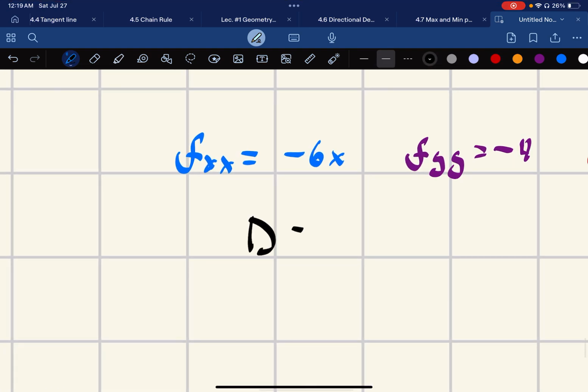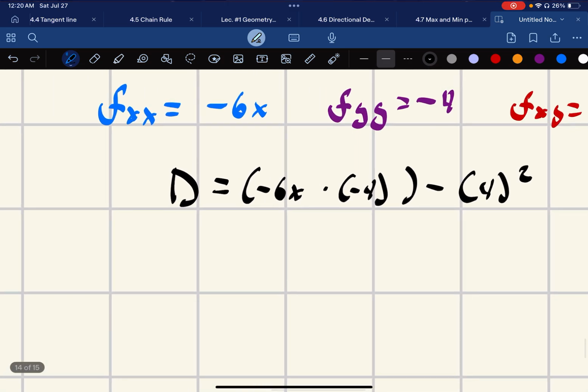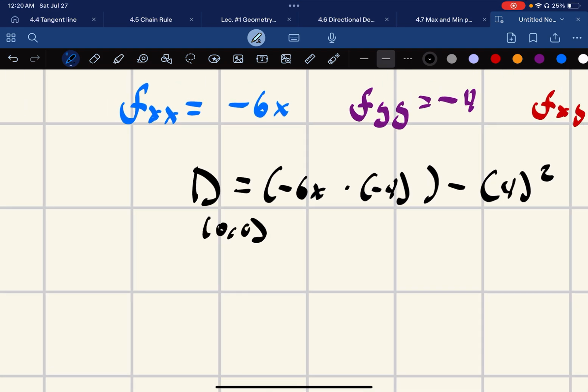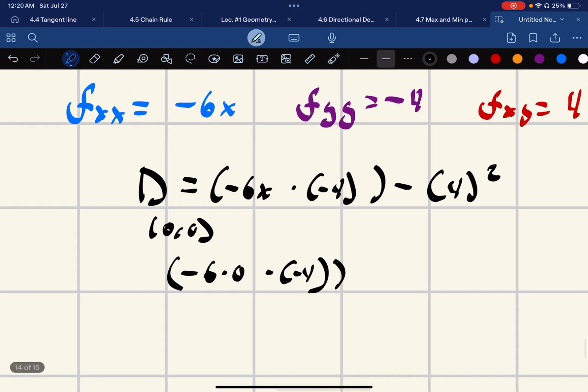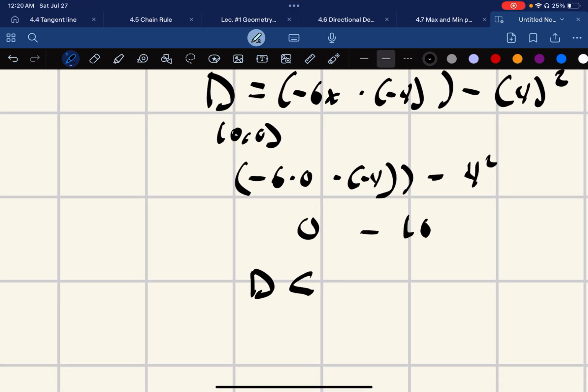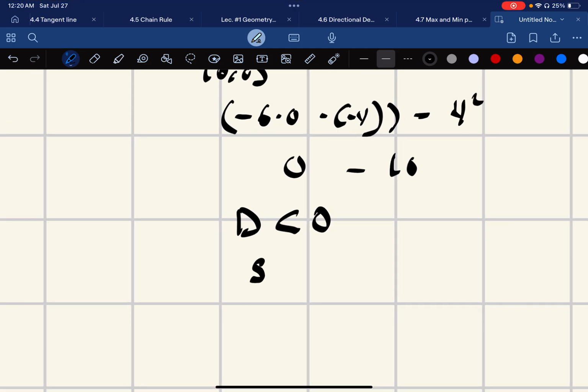So D equals negative 6x times negative 4 minus 4 squared. Let's plug in 0. So let's find at 0, 0, right? We have negative 6 times 0 times negative 4, right? Minus 4 squared, right? So overall, 0 minus 16. So D is less than 0, right? So if it's less than 0, remember rules, that would be a saddle point.